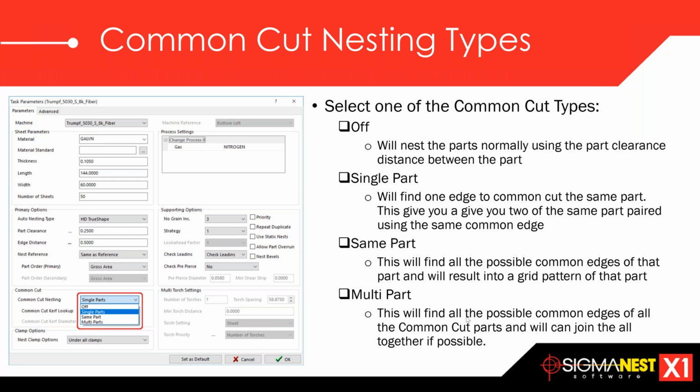If you select multiple parts, that means parts that have the common line cutting function turned on can be matched up together within the task. Versus the same part, where you get a grouping of that part by itself, and then maybe another grouping of another common line cut part by itself, the multiple part option will match smaller and larger parts together and try to cut them within the same geometry.